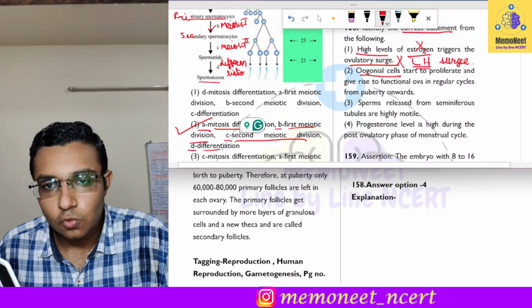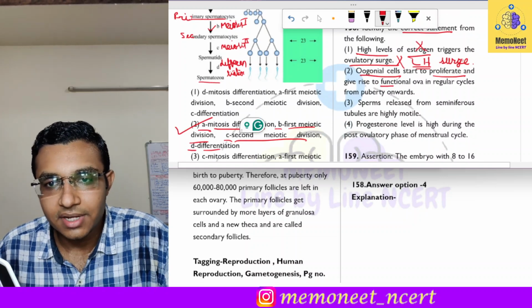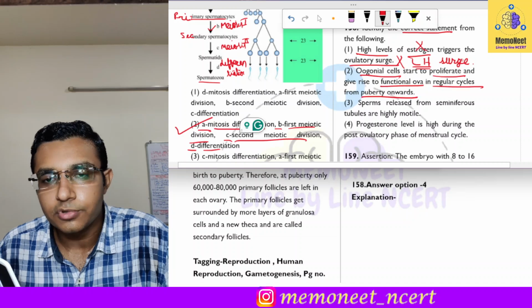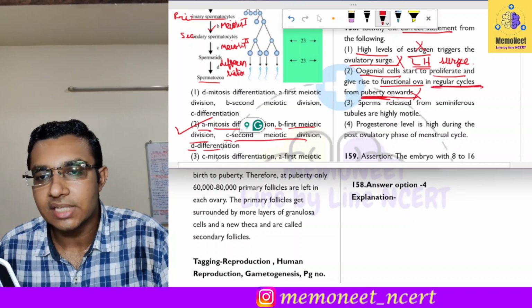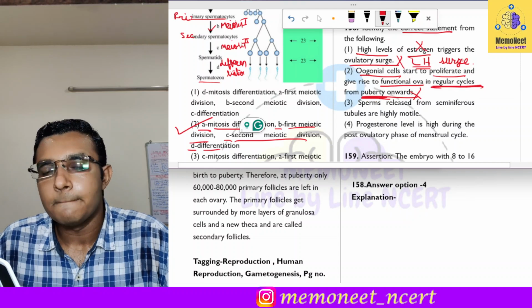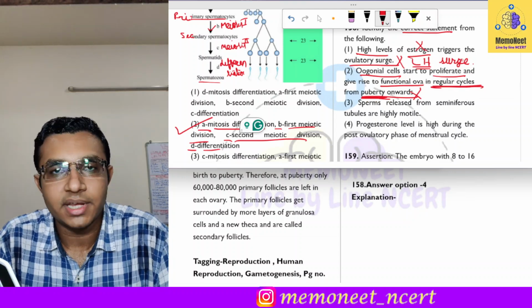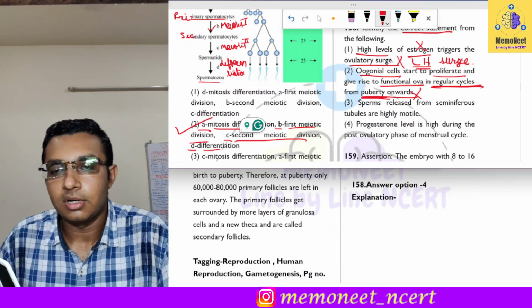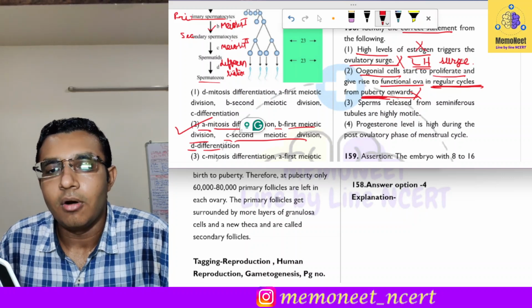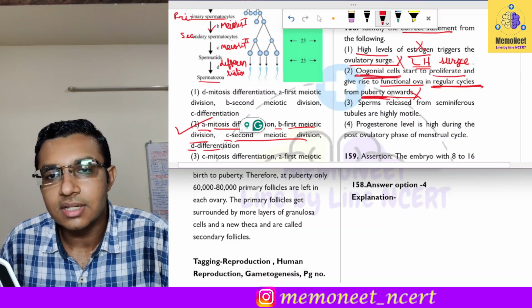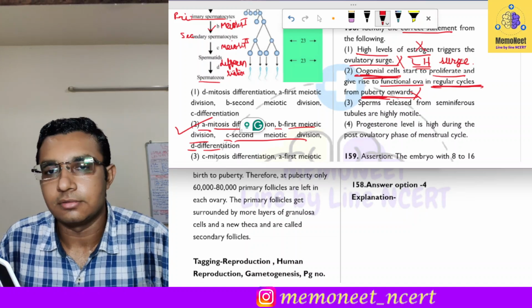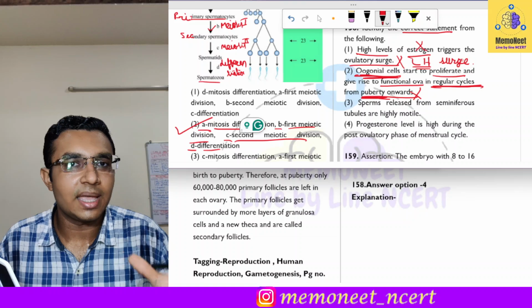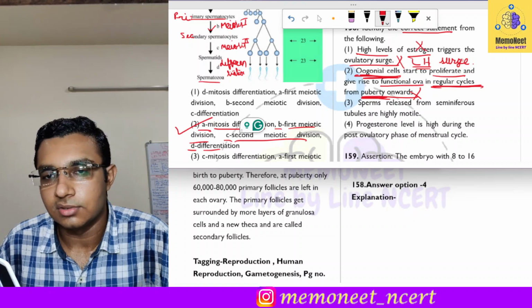The second statement is: oogonial cells start to proliferate and give rise to functional ova in regular cycles from puberty onwards. So is this true? This is not true, because from puberty onwards the regular cycle starts, which is the menstrual cycle, but at that time the primary oocytes are present, and they start to begin their cycles. Or we can state it like this also: oogonial cells start to proliferate to give rise to functional ova during the embryonic life. So the proliferation of oogonial cells starts during the embryonic life itself, not in puberty. So this statement is incorrect.